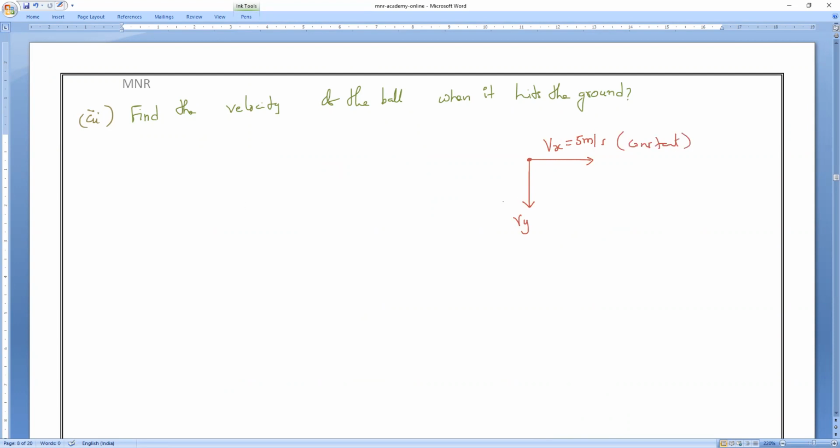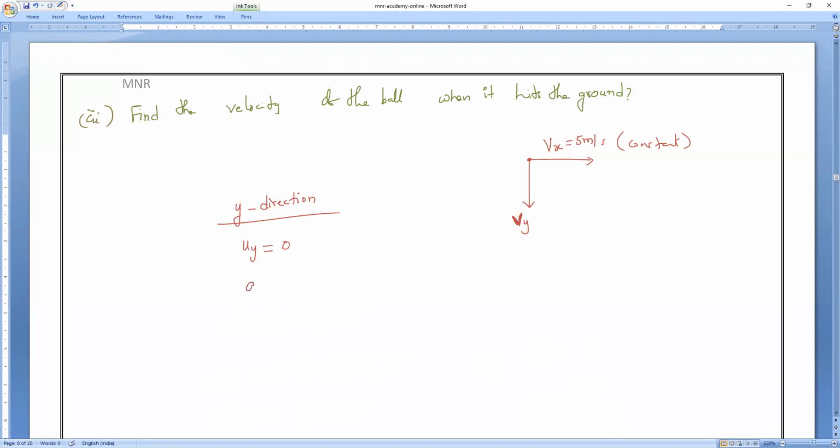Now we have to consider the y direction. Velocity before touching the ground: y direction or x direction? Y direction. What is the initial velocity? 0. Uy or Vy, your choice. Here I am taking Uy as the initial velocity, which is 0. Understand? And the final velocity is Vy.